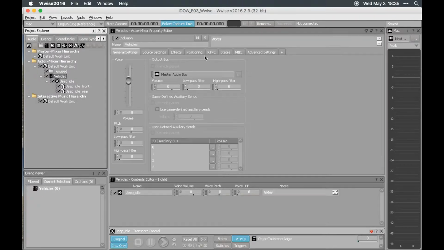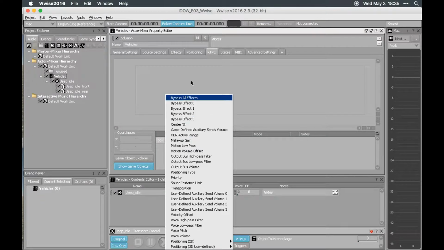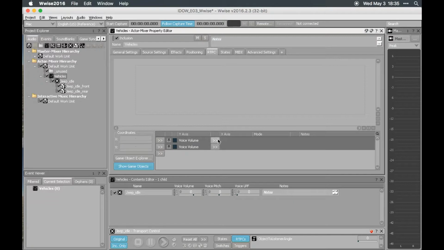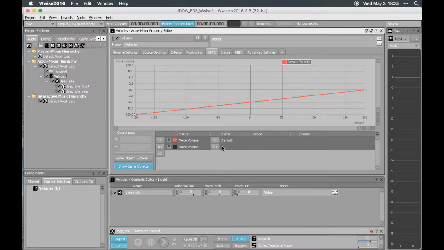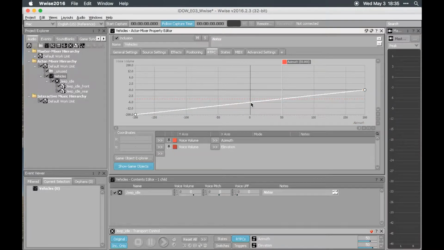In the vehicles actor mixer, let's go to RTPC and create a couple of voice volume curves. The first one will refer to azimuth and the second one to elevation. So let's work with azimuth. We were saying we want the sound to be louder when we're facing it, but we want it to be quieter when we're facing the opposite direction. So this curve kind of represents that. When the angle, which is on the x-axis, is 0, we don't want any attenuation. So the voice volume is 0. At 180 degrees, I wouldn't say -200, but maybe we could attenuate it by 10 dBs.